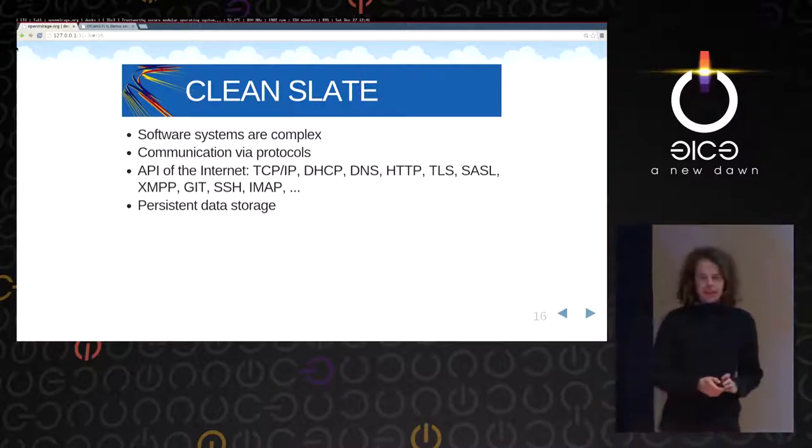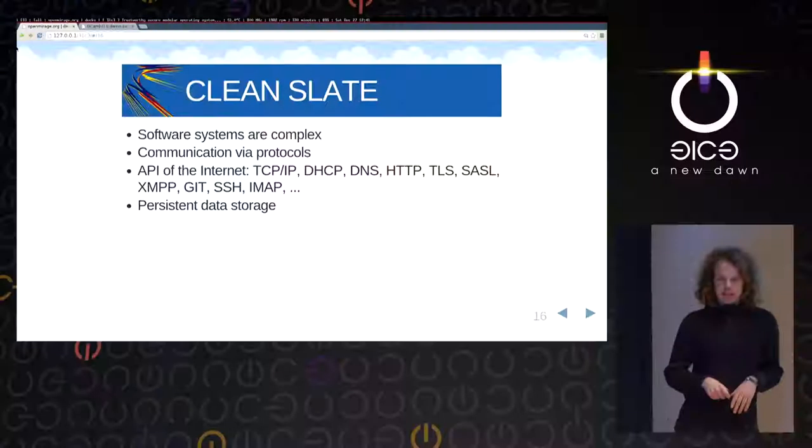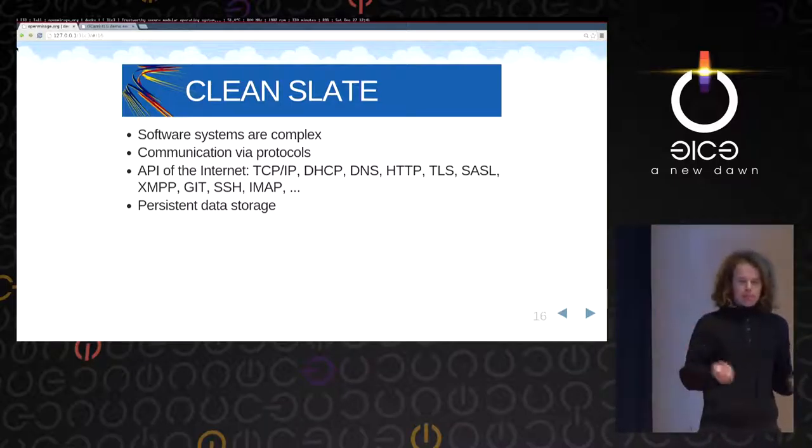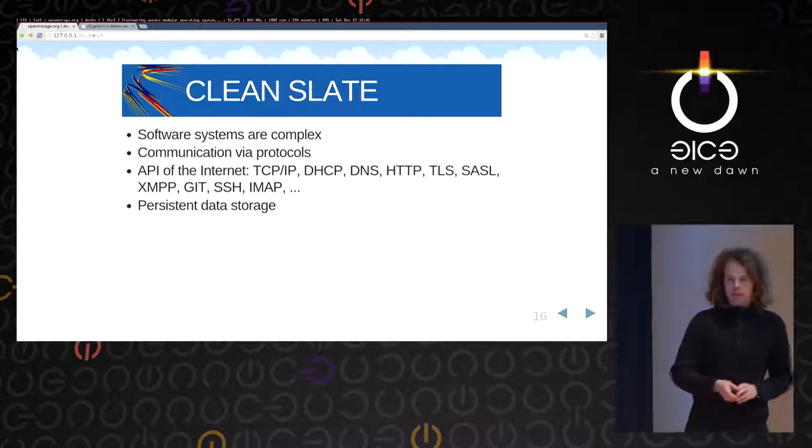So, software systems are complex. Yes, today's communication interfaces are complex because we have a variety of computers. But fortunately, the communication is done via protocols, which are more or less standardized or formalized by the IETF and so on. So the API we actually need to implement for a clean slate approach is the API of the internet, which might be TCP/IP, DHCP, DNS, HTTP, whatever. Some security, maybe TLS, SSL for authentication, then maybe some Git, some SSH, some IMAP to communicate with the other peers, with the rest of the world.